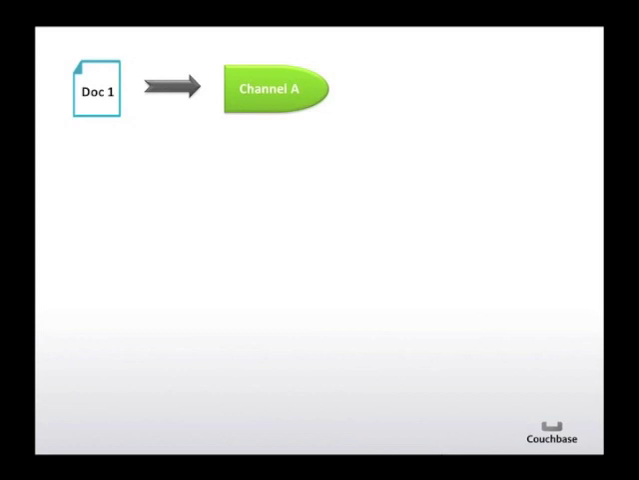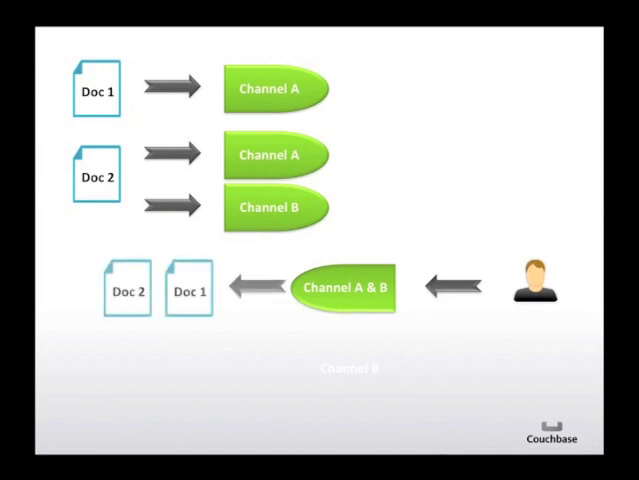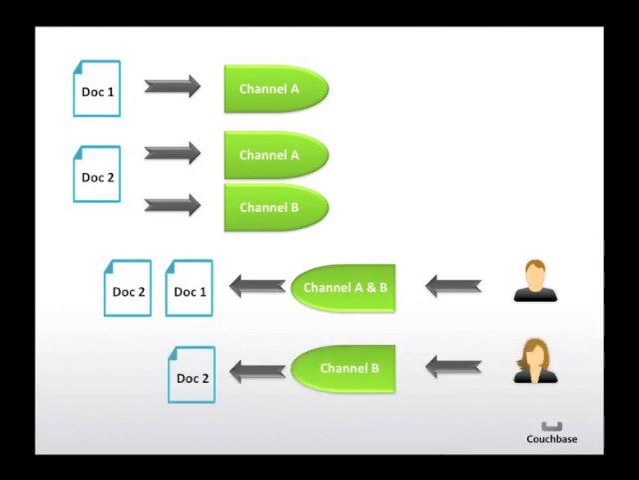Let's look at this a bit visually to get a better idea of how this channel and user access works. For example, I have a document 1 assigned to channel A and a document 2 assigned to channel A and B. If I'm a user and I'm given access to A and B, I should be getting documents 1 and 2. But if I'm a user given channel just B, I should only get access to document 2.